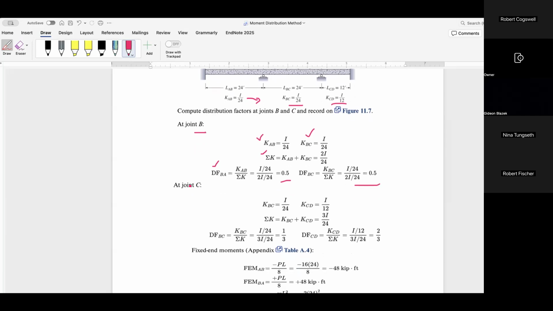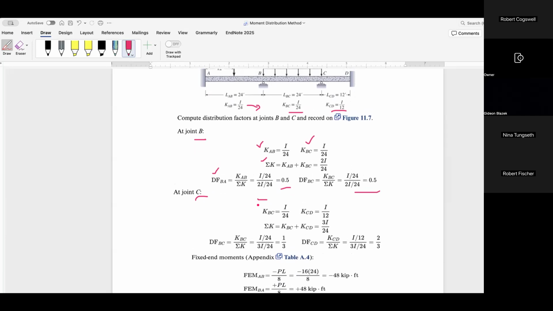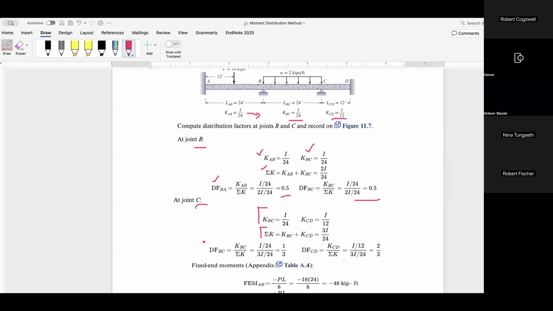And again, for C joint, you have stiffness, and then you need to sum that of BC and CD stiffness, then compute the distribution factor for BC. So here we will have some distribution, and for CD also the same, this point and this point.